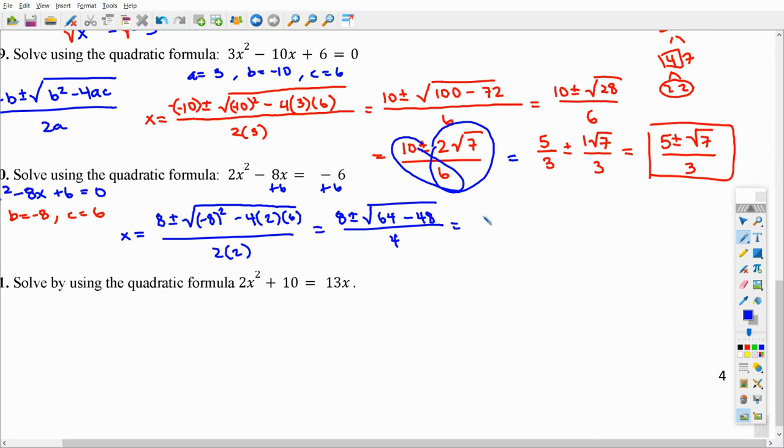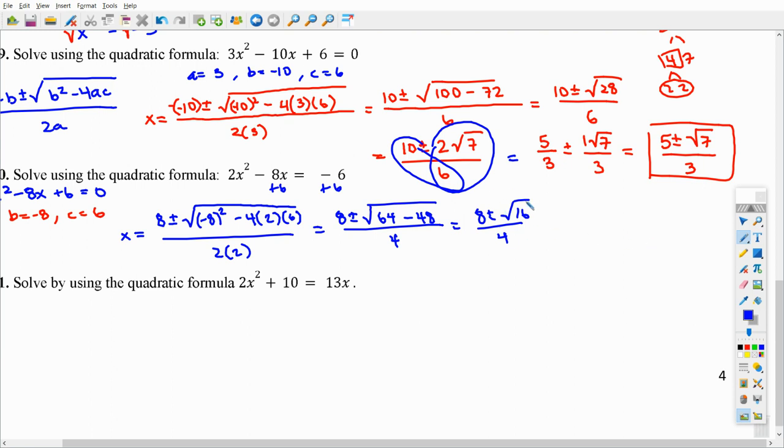All right. As I mentioned earlier, keep going until you can't anymore. 64 minus 48, that's going to be just 6. No, not just 6. Let me think. 16. Okay, there we go. I had to double check. So 16 here, and then over 4.